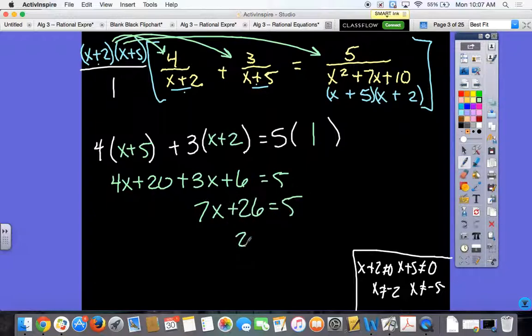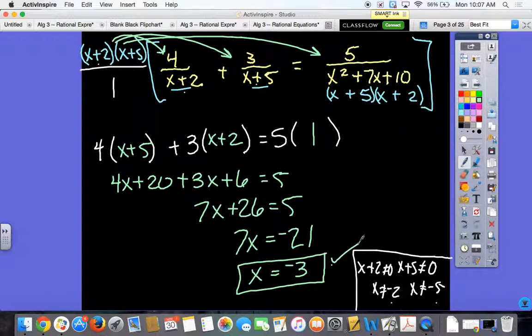This doesn't seem too bad. Let's see here. Back up just a smidge. It's going to give me a negative 21. I'm going to divide it out. We get a negative 3. Is that okay? It sure is. I'm not allowed to have a negative 2. I'm not allowed to have a negative 5. But negative 3 is perfectly fine.